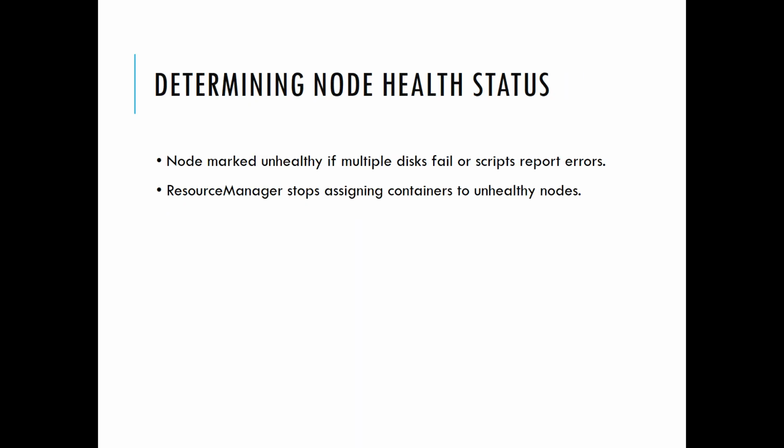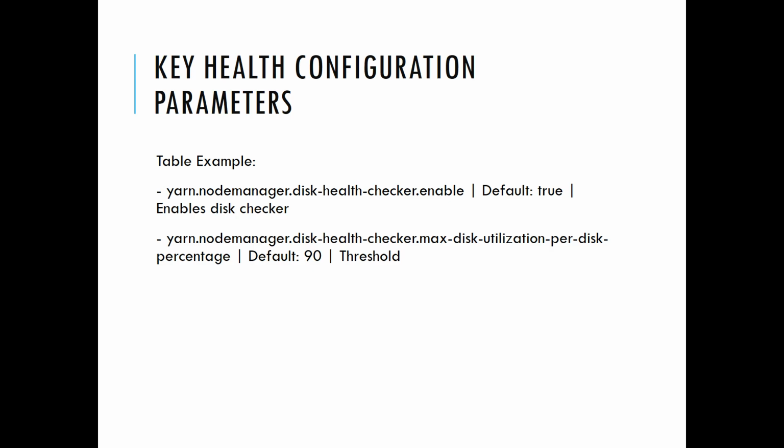So, how is the overall node health determined? A node is marked unhealthy if multiple of its disks fail the health check, or if any configured external health script reports an error. This status is a red flag for the resource manager, which will immediately stop assigning any new containers to this node, preventing further tasks from failing on a problematic machine.